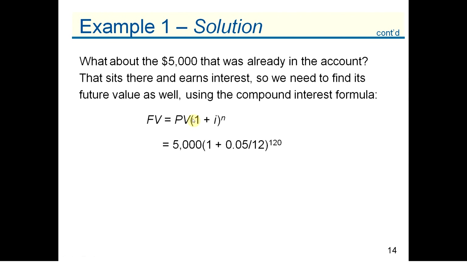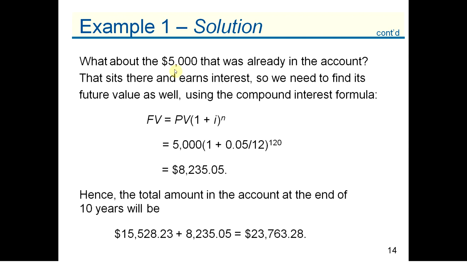So when I plug everything into my compound interest formula, I get $8,235.05. So that's how much money I have over that time frame from my $5,000 that I started with. If I add the two of them together, that will give me a total amount, principal and interest from all the investments and the amount of interest over those years for 10 years of $23,763.28.